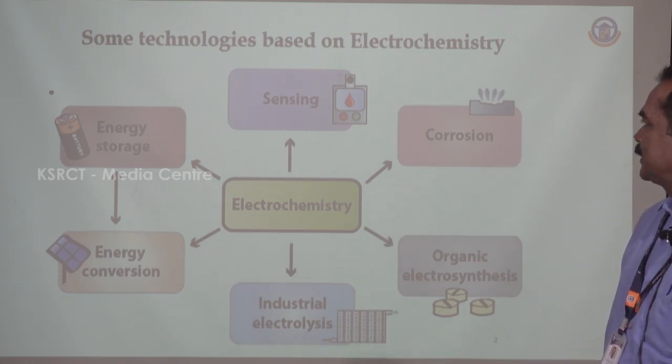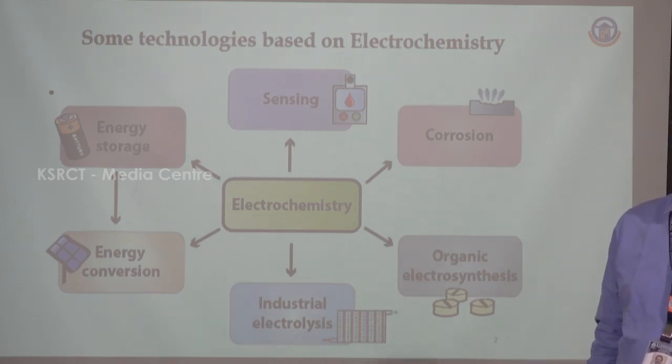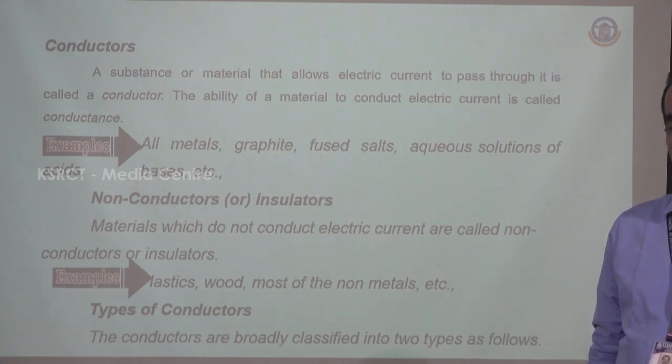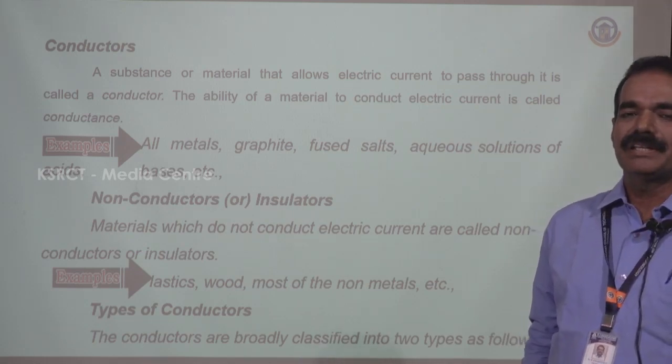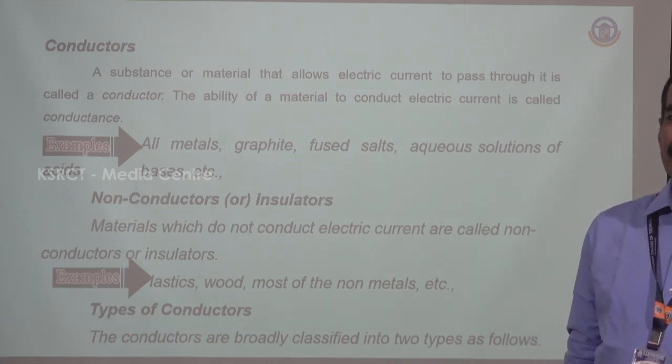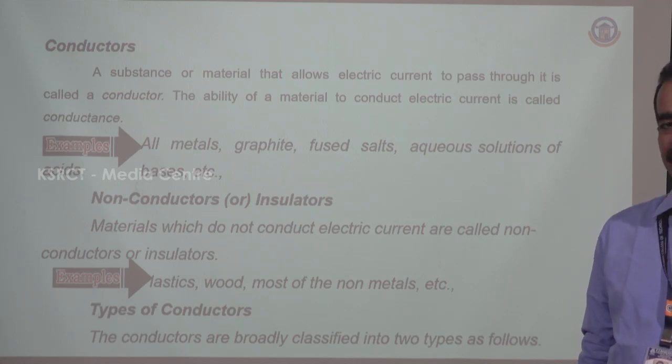First of all, what is a conductor? A conductor is a material or substance which is able to conduct electricity. For example, all sorts of metals. Next one is semiconductor. They partially conduct electrons. That means they are in between conductors and insulators. Examples of semiconductors: silicon, germanium, bismuth, antimony, etc.